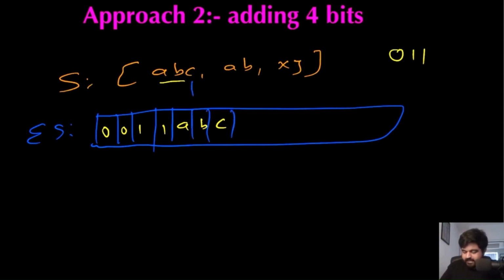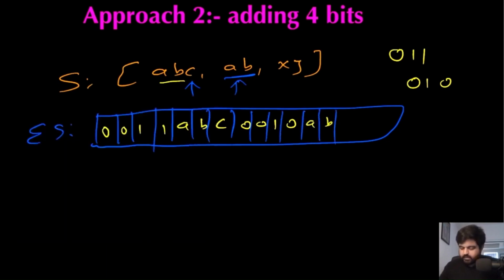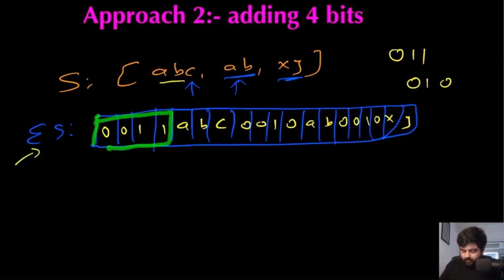Now this ends the first substring. The next one is of length 2, so length 2 becomes 0 0 1 0. We do the same thing and store the value AB. This is also of length 2, so we repeat the same process and store the value of x and y, and this is the encoded string. What we have done is create a block of 4 bits that keeps the information that in the next subsequent value, these are the 3 characters you will have to iterate over, and that is how we are going to decode it.